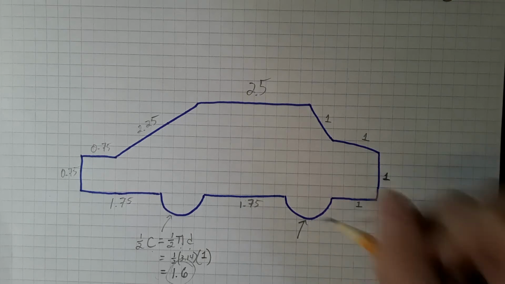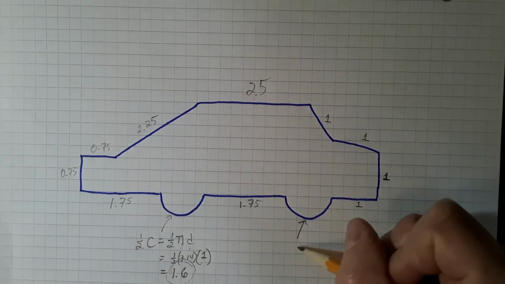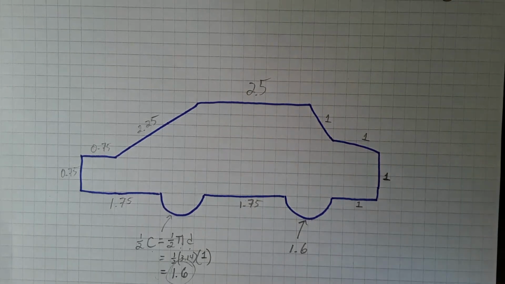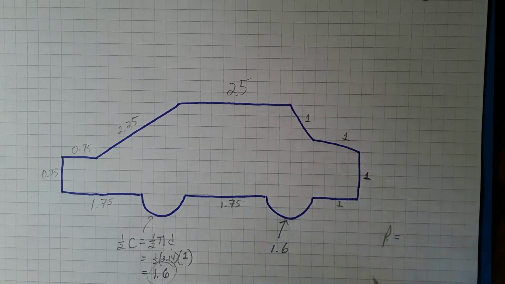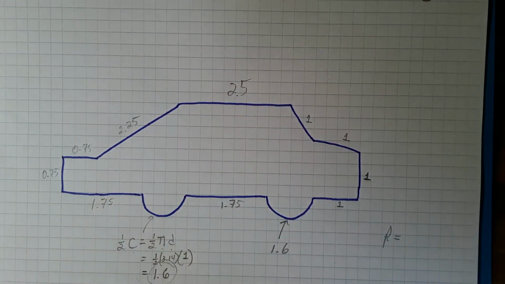And this one here is the same also. 1.6. So now I can find the perimeter. The perimeter is, I would just add up all of these distances.